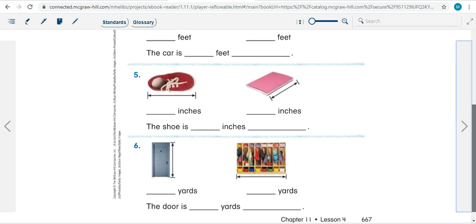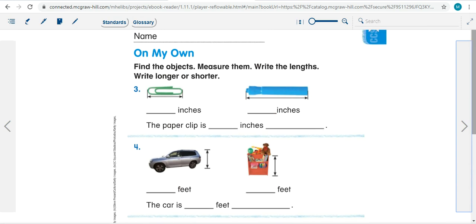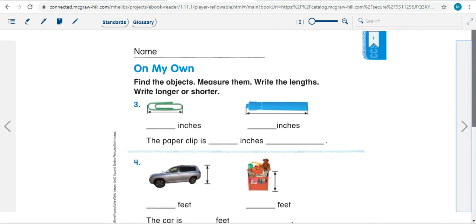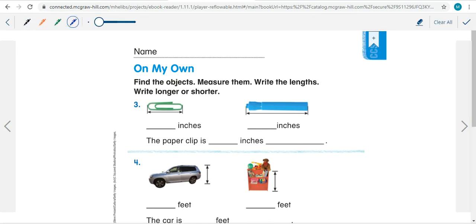Turn your page, please. Now, on this part, you're going to do the same thing as the last page. Okay? Now, let's do it together so you understand. Find the objects, measure them, and write the lengths. Write shorter or longer. Remember that based on the question, you're going to write shorter or longer. Now, a paper clip is about 2 inches, and a marker is about 4 inches. So remember, to find the difference between the lengths, you need to subtract.